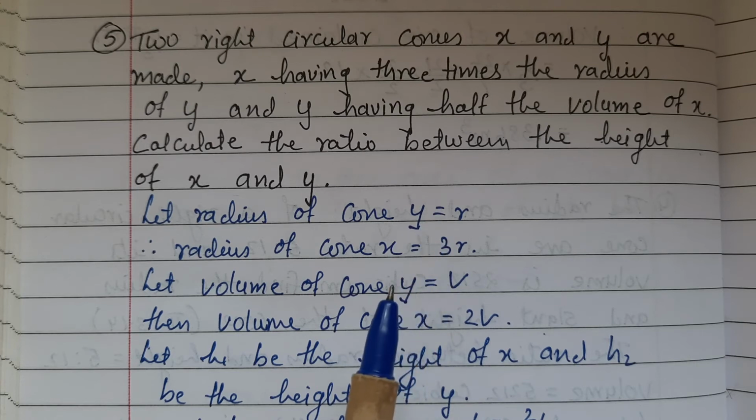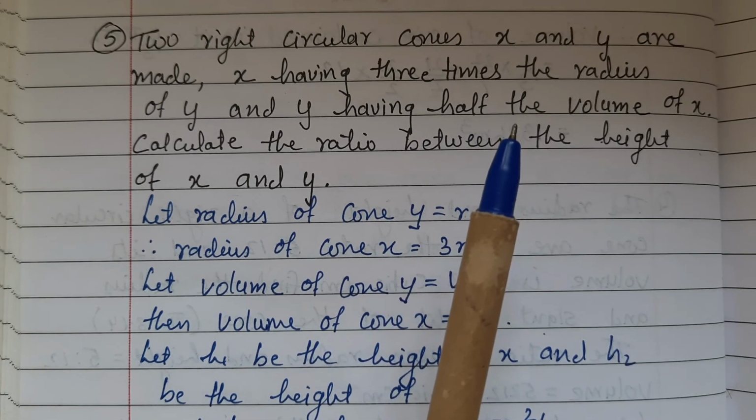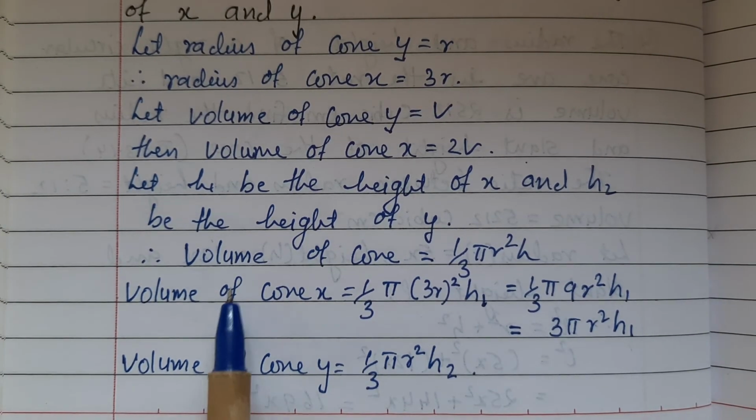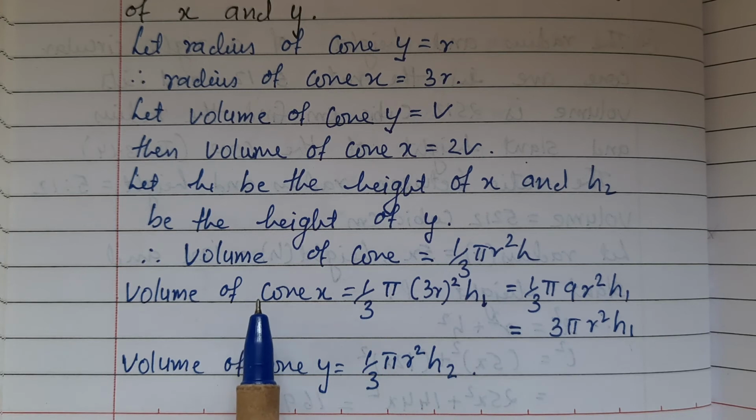Let the volume of cone Y be v. Y is half, therefore X will be double. Therefore, volume of cone X equals 2v. Let h1 be the height of X and h2 be the height of Y. Therefore, volume of cone equals 1/3 pi r square h. Volume of cone X equals 1/3 pi into (3r) the whole square h1, which is equal to 1/3 pi 9 r square h1, which is equal to 3 pi r square h1.